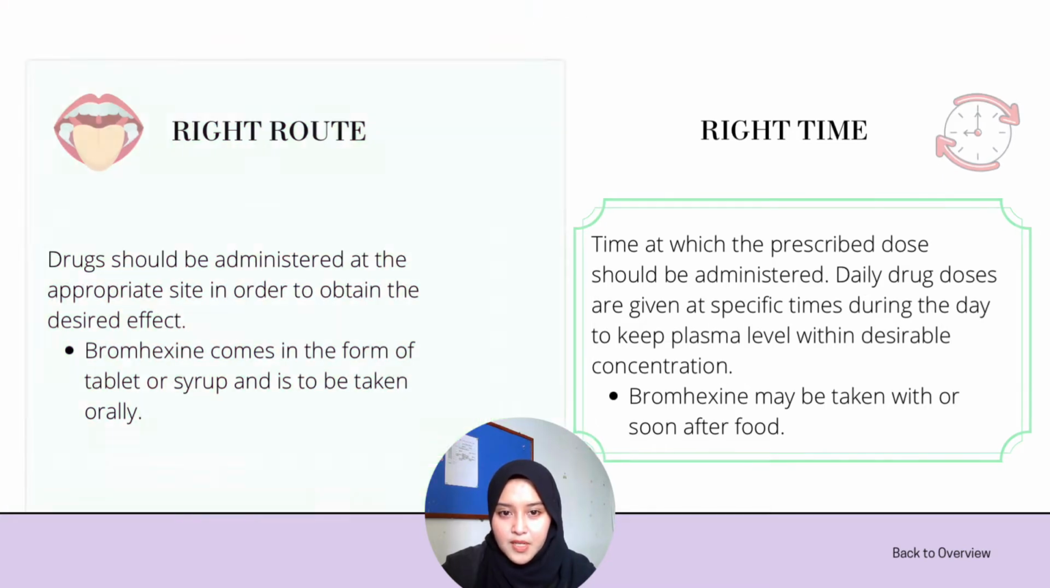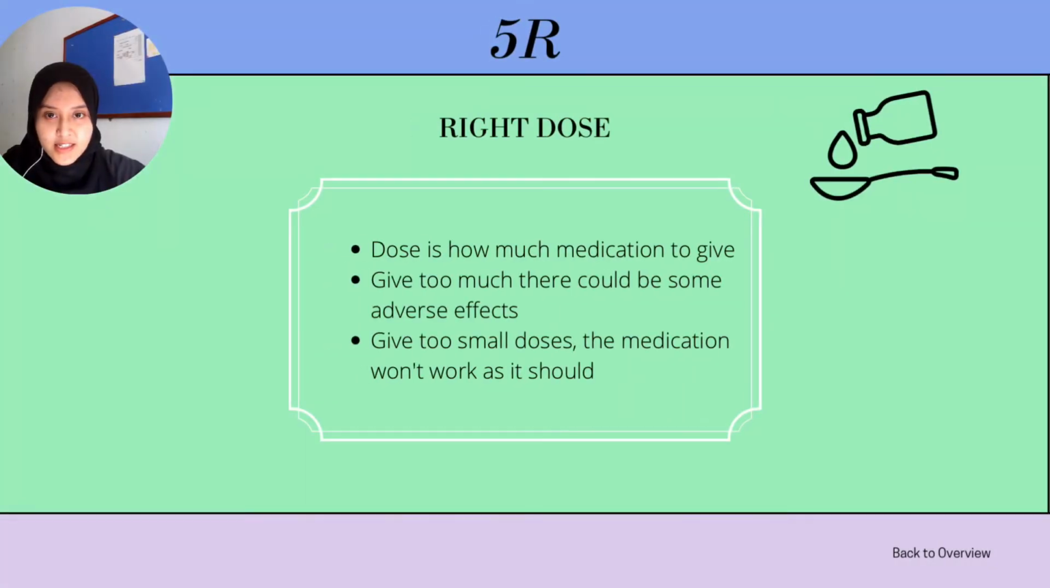last dose was administered. Lastly is right dose. Dose is how much medication to give. This is important to know because no matter what type of medication you are giving, if you give too much, there could be some adverse effects. If you give too small doses, the medication won't work as it should.